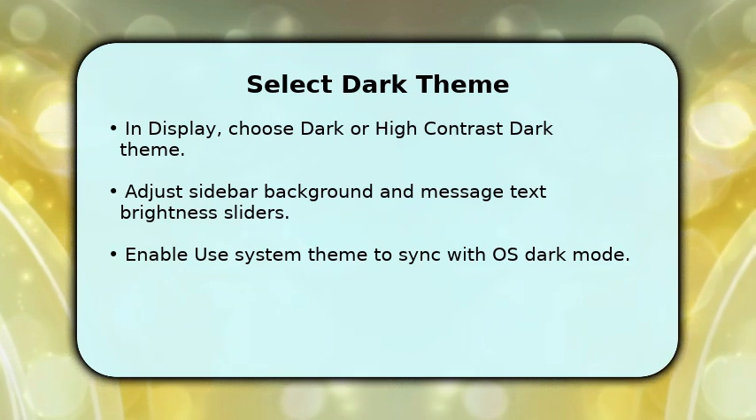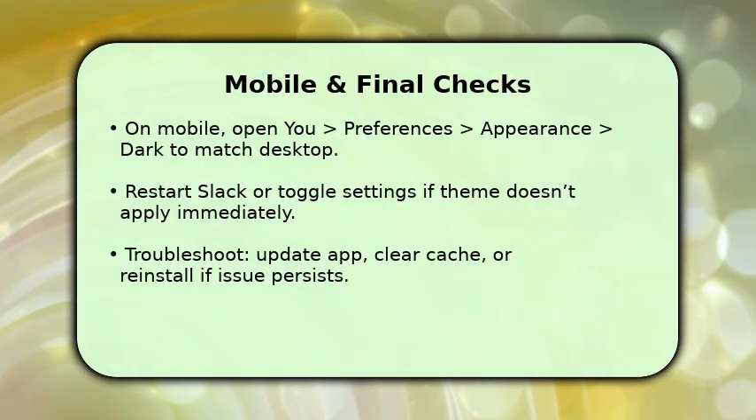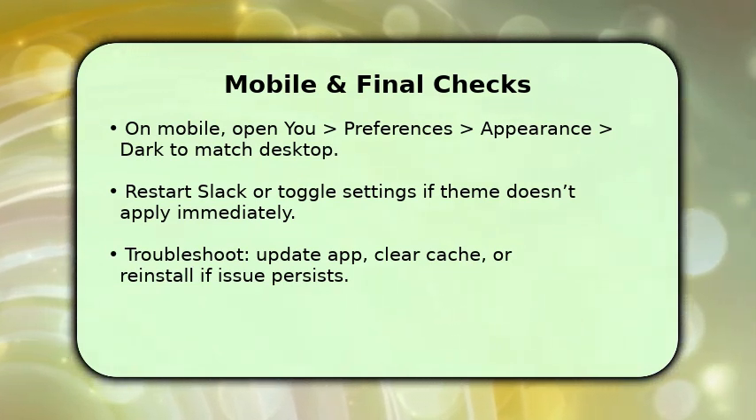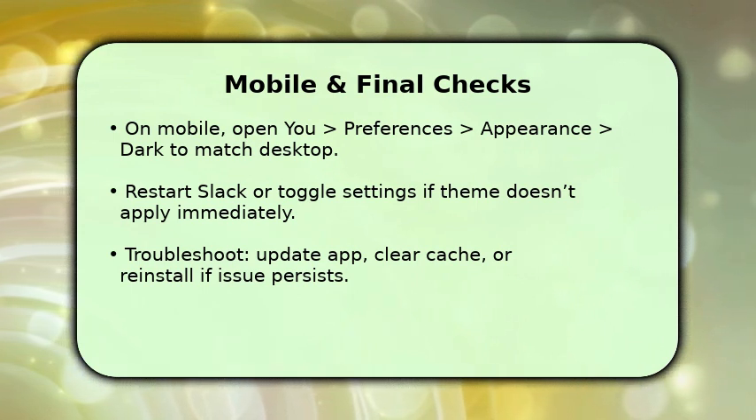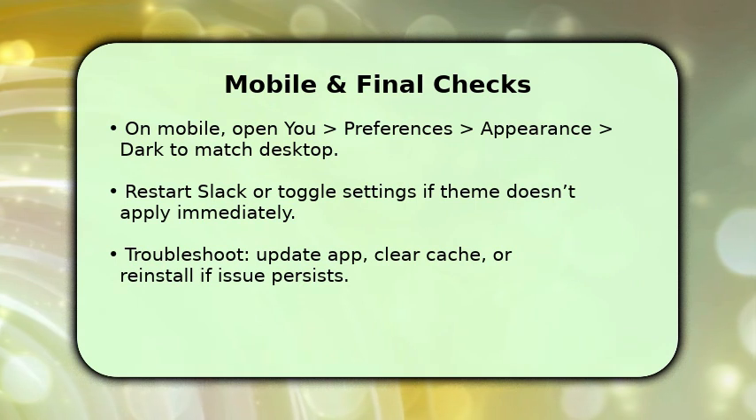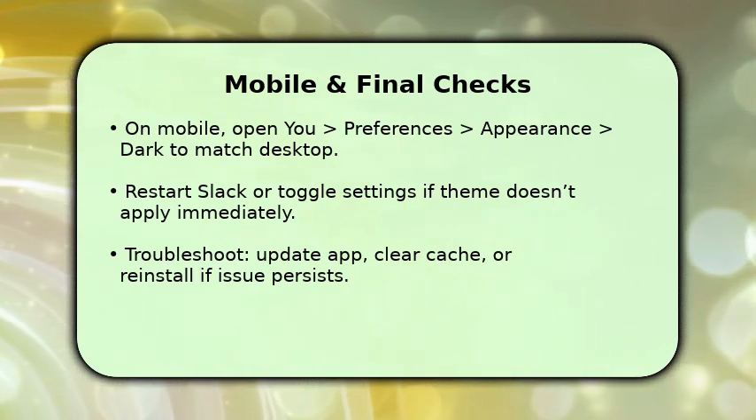You finish by syncing mobile. On iOS or Android, open Slack, go to Preferences, Appearance, and choose Dark so both devices match. After changing settings, restart Slack or toggle Use System Theme off and on to force the update. This solves most lagging theme changes.